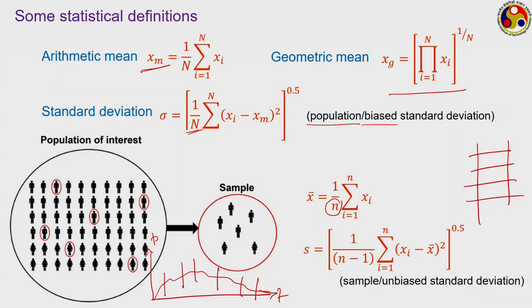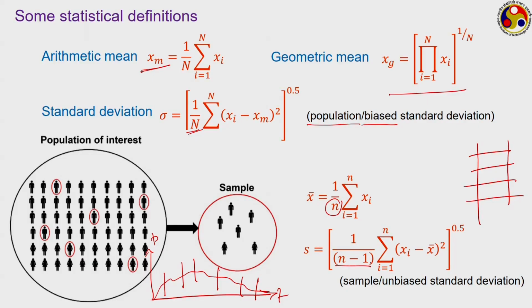Similarly, the definition of standard deviation should also include n, but instead of n we use n minus 1, because the denominator here holds the degrees of freedom. While dealing with the population, the degrees of freedom equals the total number of data points, because the value of xm is independent of the total number of data points. But while dealing with the sample, the value of x bar is dependent on the value of small n.